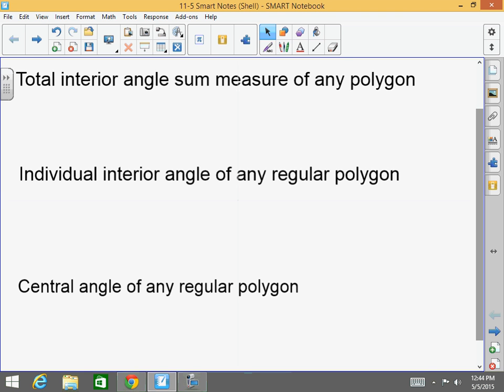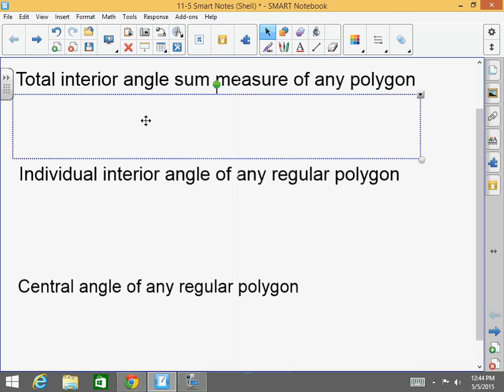Does anyone remember the total interior angle sum measure of any polygon? How do I find the total interior angle sum? That's exactly correct. That's n minus 2.